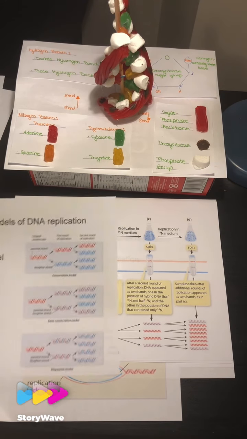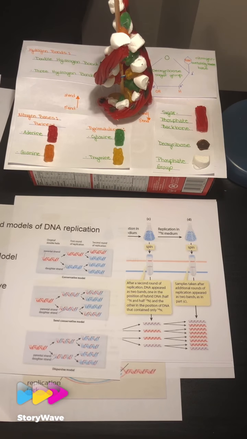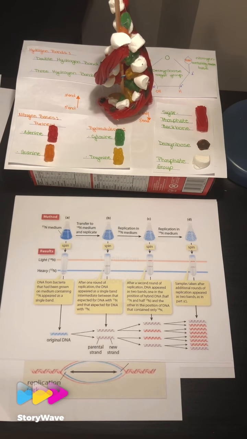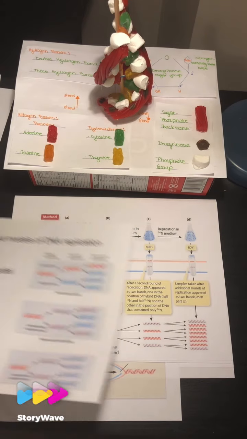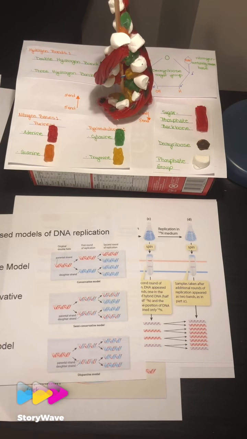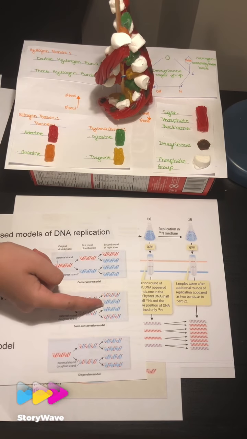And remember, the dispersive model was small fragments of a mix of the parent strand and the daughter strand. That's why they ruled it out, because it wasn't like that. It was one strand of N15 and one strand of N14. So this experiment supported that the semi-conservative model was the correct model of DNA replication, because we have one parent strand and one daughter strand.